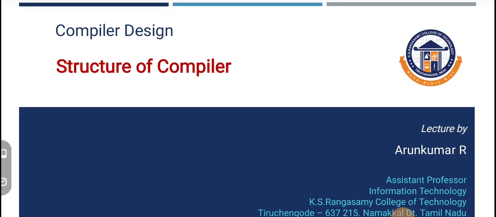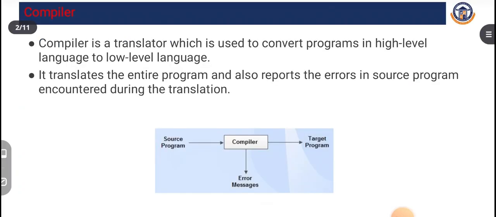Today we are going to discuss the structure of compiler. First of all, what is compiler? Compiler is a translator which is used to convert a program in high-level language to low-level languages. What is translator? Translator is one type of program. It will convert one form of program into another form of program.